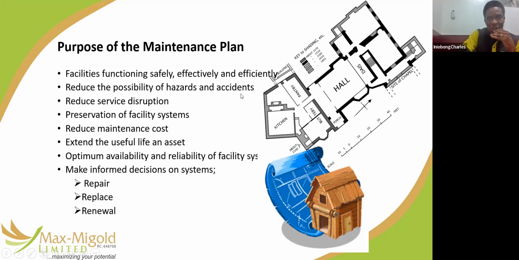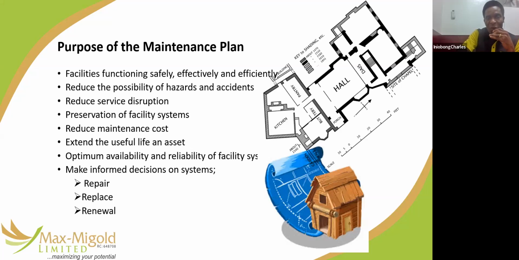Okay? Preservation of facility systems. Reduce maintenance cost. When you do a good maintenance planning, you reduce maintenance cost. Because when you schedule your maintenance very well, you will not be doing double work. Sometimes when people don't schedule their maintenance well, you are running a facility that has like 5,000 ACs. You need real planning for you to be able to manage that facility. Otherwise, you end up maintaining or servicing a particular AC over and over again.